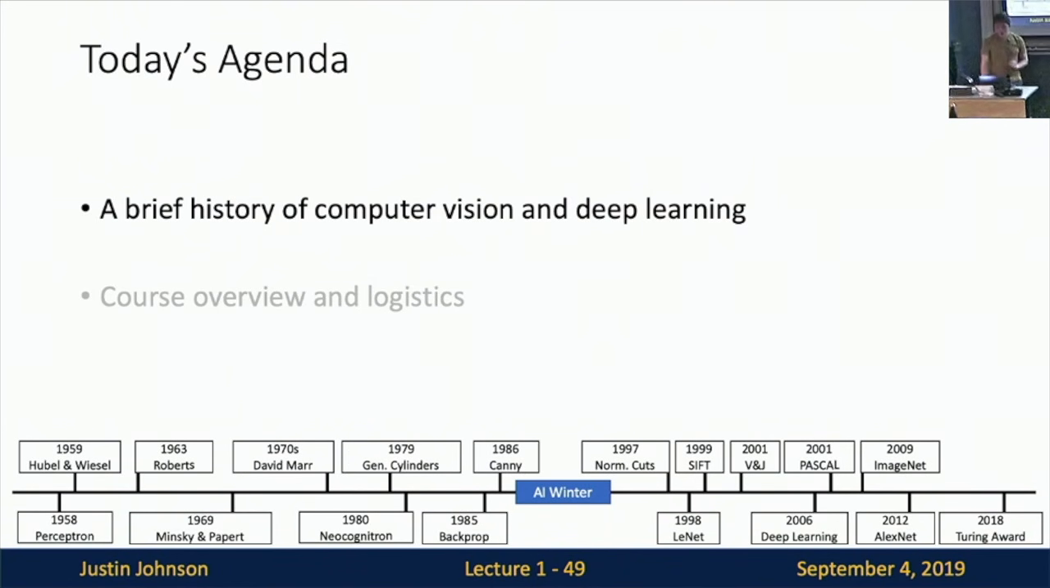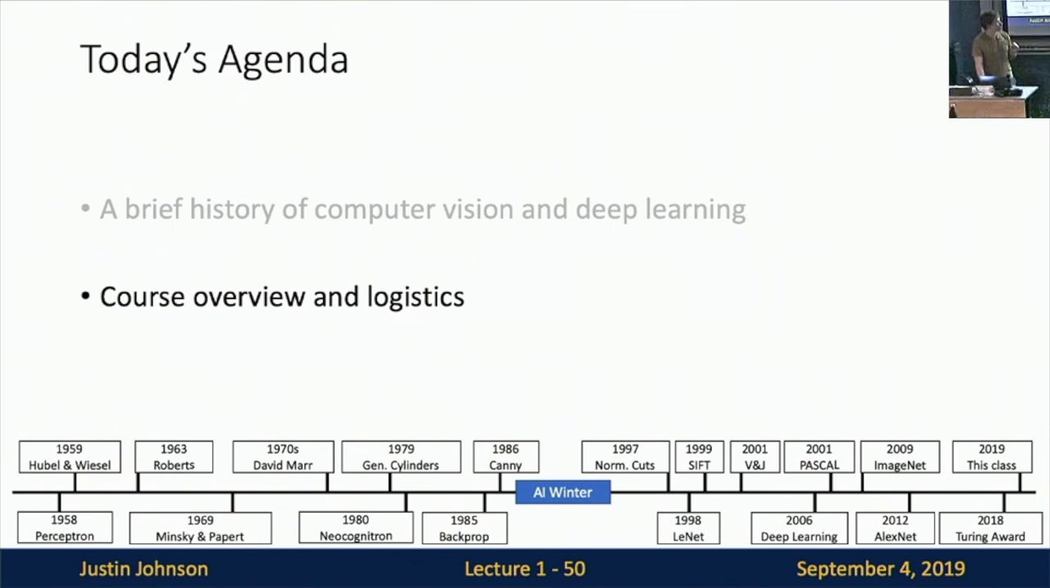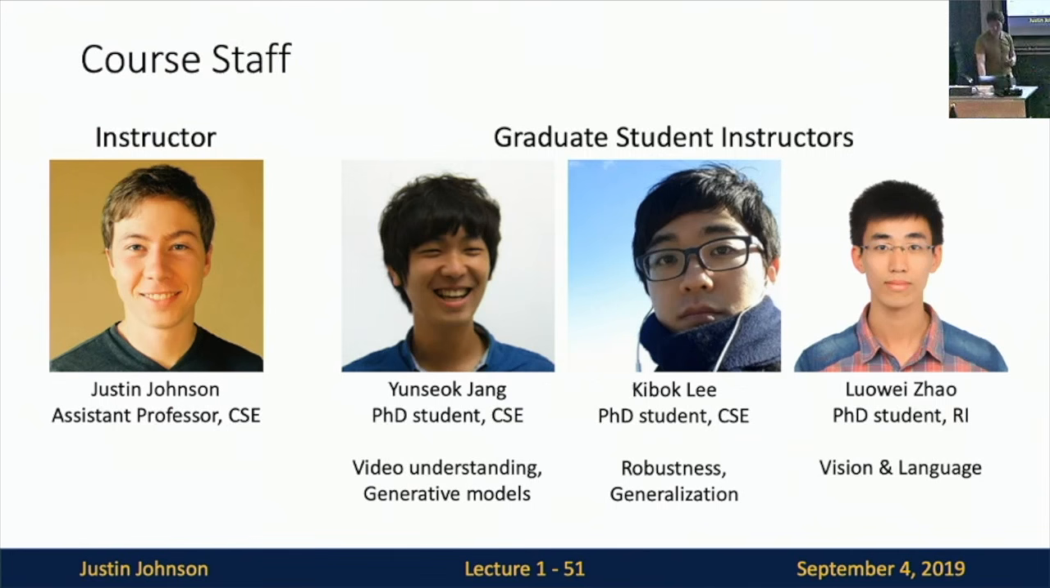So that basically covers our brief history of computer vision and deep learning, except there's one little spot on the timeline that we didn't fill out, and that's this class. So with that, if there are any questions about historical stuff, then we're going to move on to course logistics from here on out. No? Okay, great.